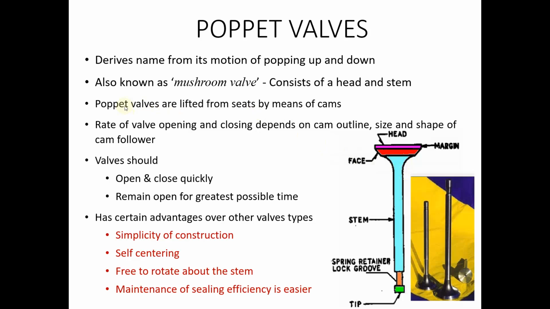The poppet valves are lifted from their seats by cams. Usually these valves rest in metallic seats in the engine cylinder. In the engine cylinders there will be holes that are drilled, and into these holes we press fit metallic seats, and on these metallic seats the valves rest. So the seats are used to make an airtight arrangement.